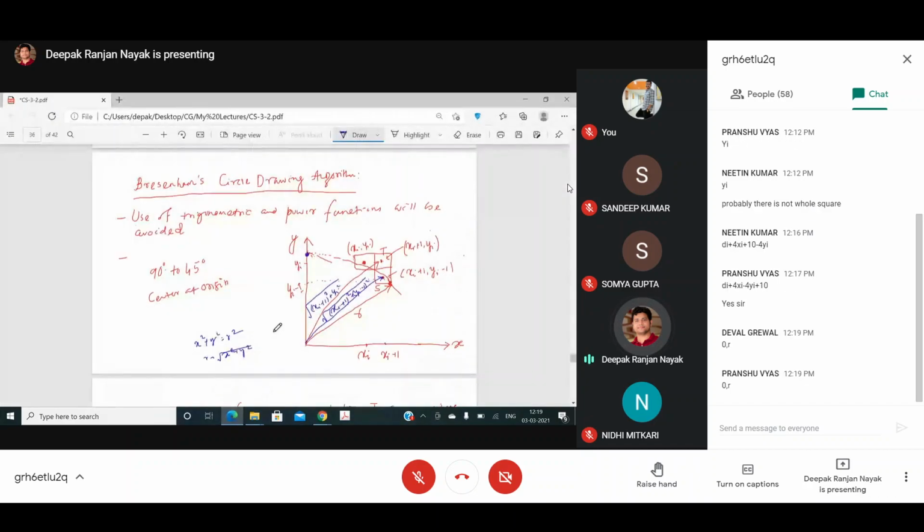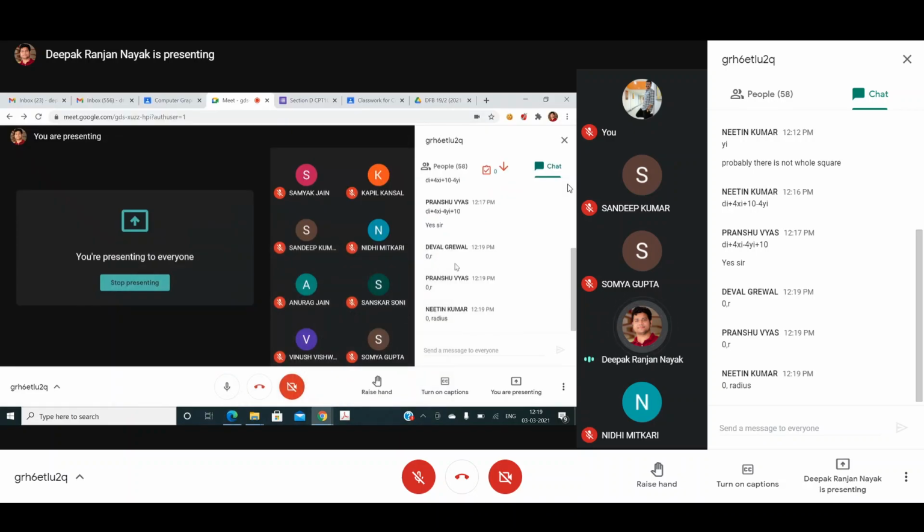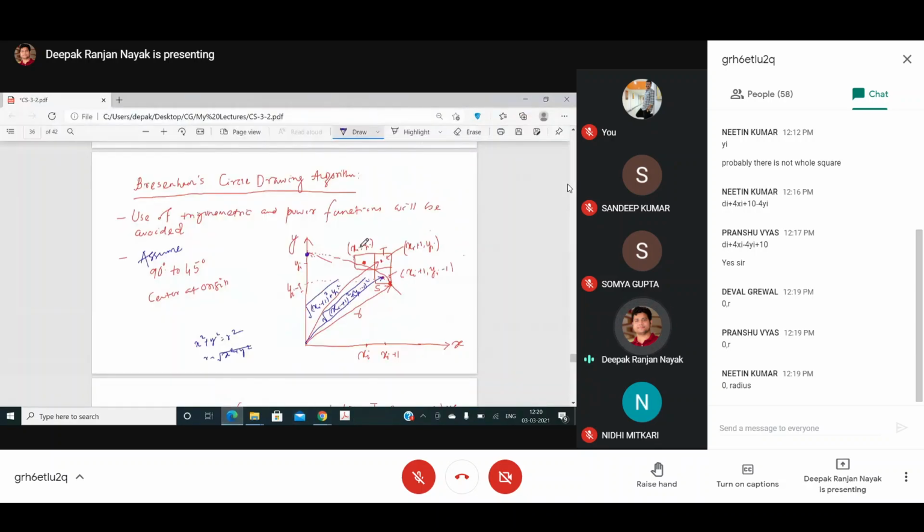We are considering the circle centered at the origin. We are assuming that the circle is centered at the origin. Yes, I can see the answers by Debal, Pransu, and Nitin. The value at that point is 0 and r. Very good. Because we all know the radius is r and this is the origin, so of course this point is 0 and r.